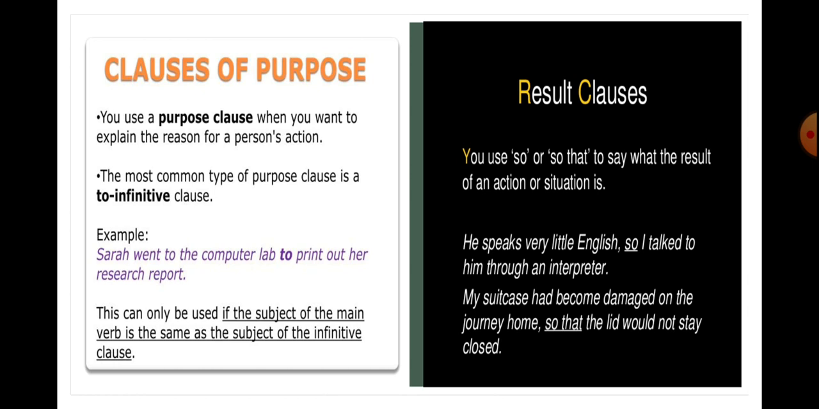Let's continue with the clauses of purpose and clauses of result. You use a purpose clause when you want to explain the reason for a person's action. The most common type of purpose clause is the to-infinitive clause. Let's take an example. Sarah went to the computer lab to print out her research report. This can only be used if the subject of the main verb is the same as the subject of the infinitive clause.